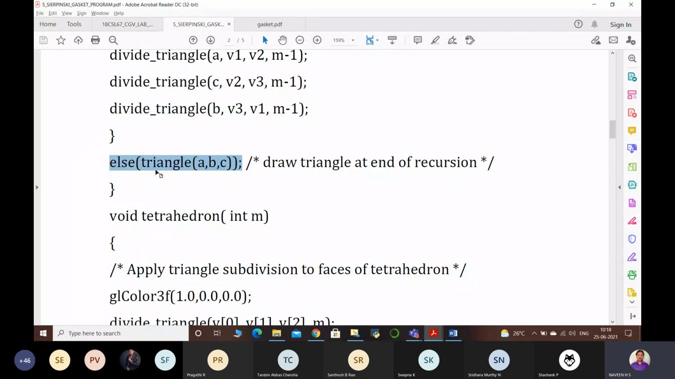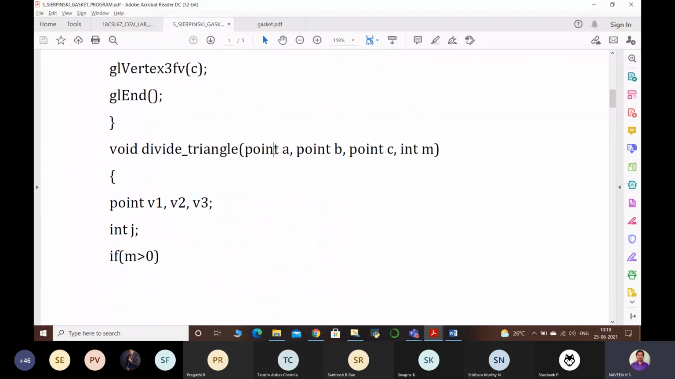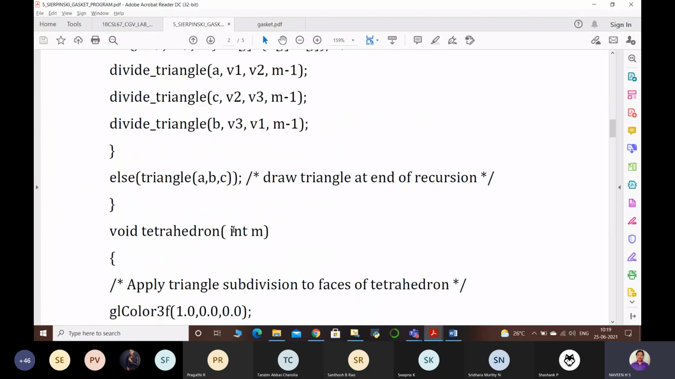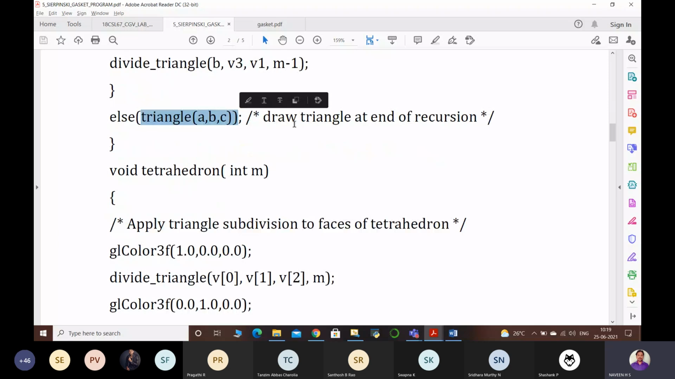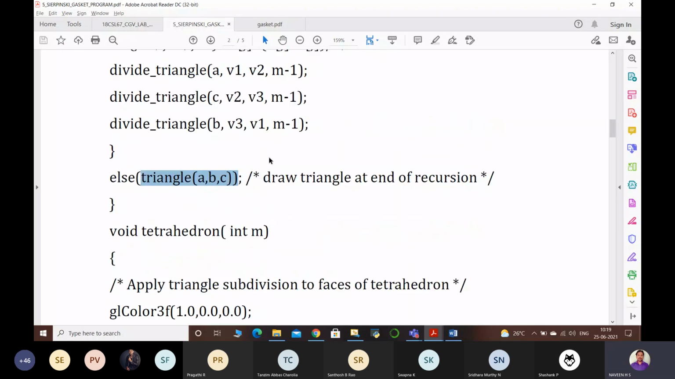Yes, sir. That is what. So it is taking those ABC values, whatever the input values. Here there is no concept of m, because the m value is 0. I'm taking only the ABC values, meaning the three points, the vertices v1, v2, v3. Using that I'm going to construct my triangle. That's it. Just draw the triangle at the end of recursion.